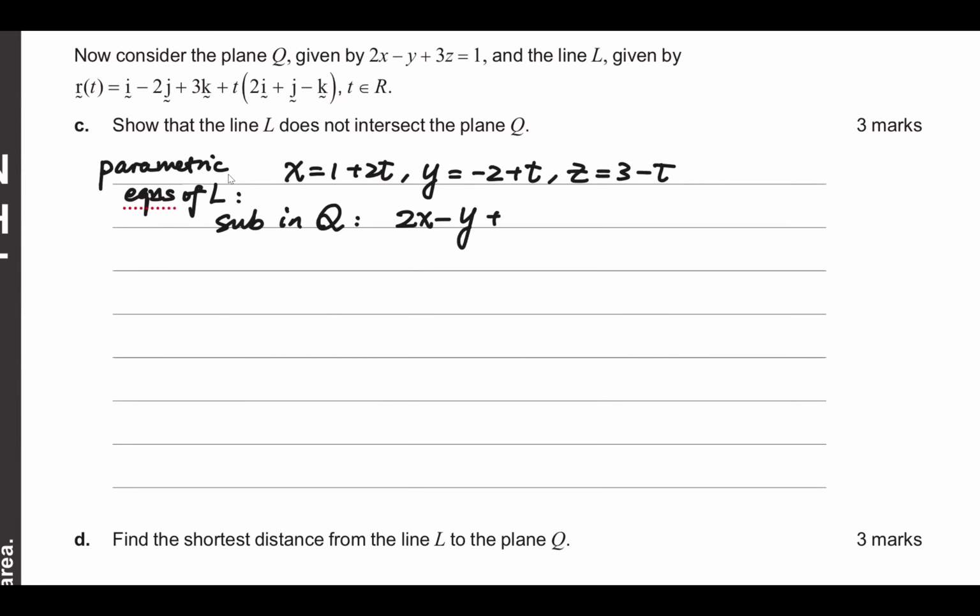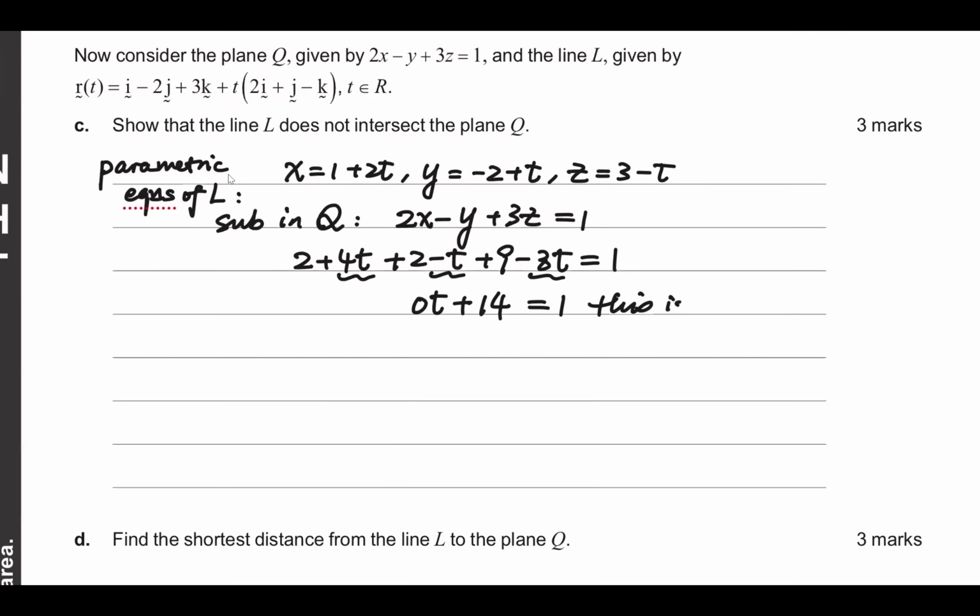2x minus y plus 3z equals 1. So you have 2 plus 4t, or 2x, minus (negative 2 plus t), minus y, plus 9 minus 3t equals 1. So eventually you will be able to get 4t minus t minus 3t, 0t. 0t plus 14 equals 1. This is false. So no solutions. And no point of intersection.